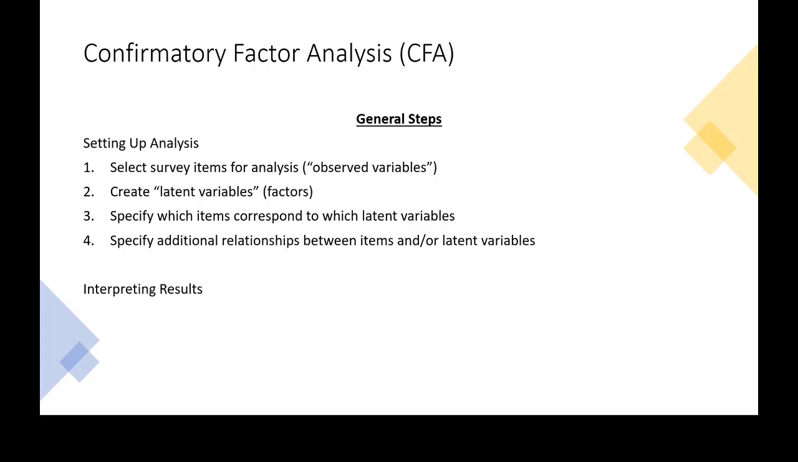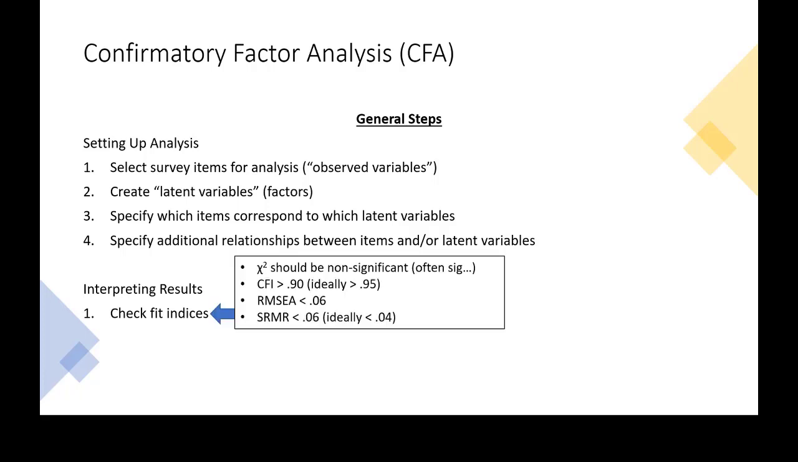In terms of interpreting the results, the core steps here are, first, you'll check what are called fit indices. There are a bunch of them. These are the most common ones, and this applies to most structural equation modeling, not just CFA. You'll get what's called a chi-square test. It should be non-significant. That's an ideal thing, but a lot of times it's not. A lot of times it is significant, which some say is problematic. Some say it's okay to ignore it. There's a lot of debate about it.